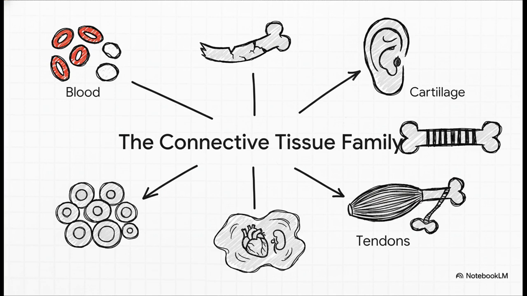So that was a lot to cover today, was it not? Let's just do a quick summary of this amazing family of tissues. We saw blood for fluid transport. We have bone for rigid support, cartilage for flexible support, ligaments connecting bone to bone, and tendons connecting muscle to bone. Then there was areolar tissue for packing and support, and finally adipose tissue for storing fat and for insulation. It is amazing how different they all are, yet they all belong to the same family.